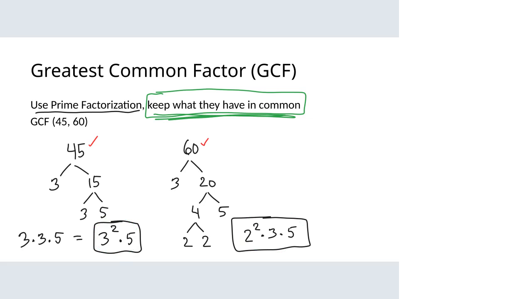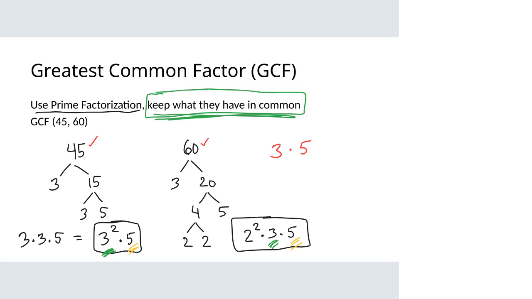And as I look over here, I see a couple of 3s. Over here only has one 3. So what they have in common then is just one single individual 3. That's it. We can't keep both of these 3s because this number only has one 3. So we just keep one 3. All right, what else do they have in common? Well, this has a 5 in it. This has a 5 in it. So we'll keep that 5.